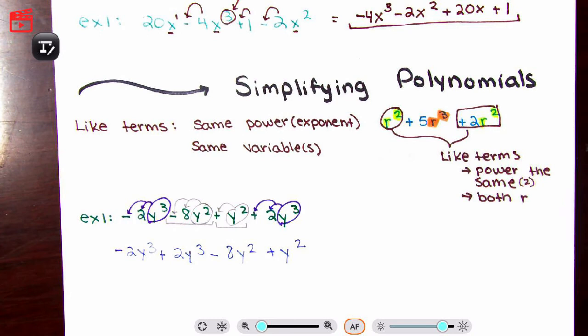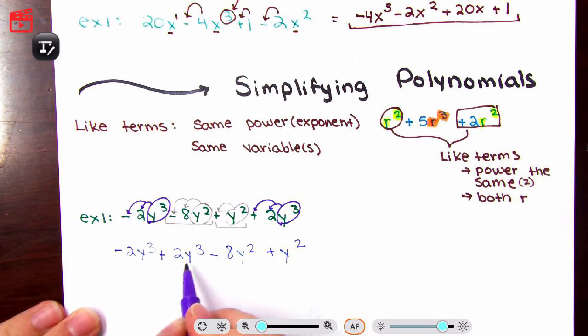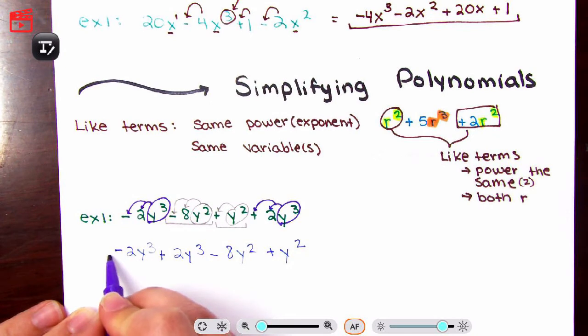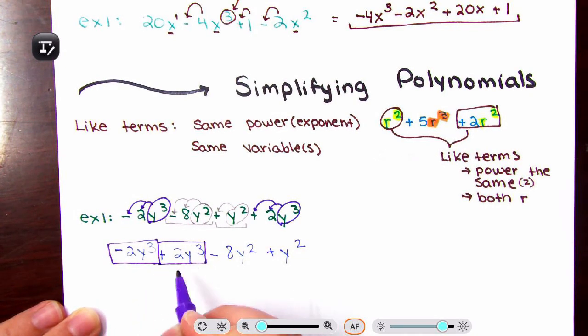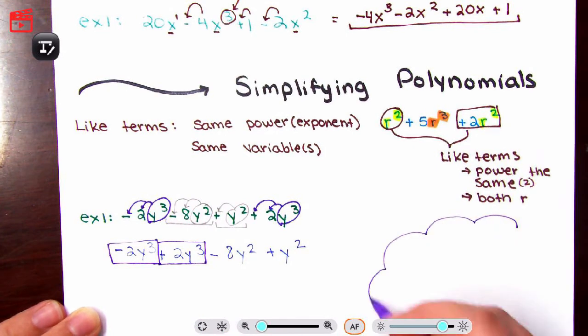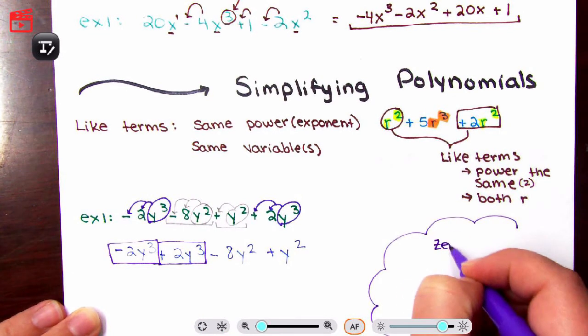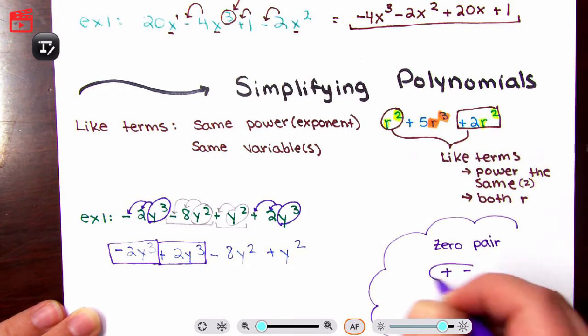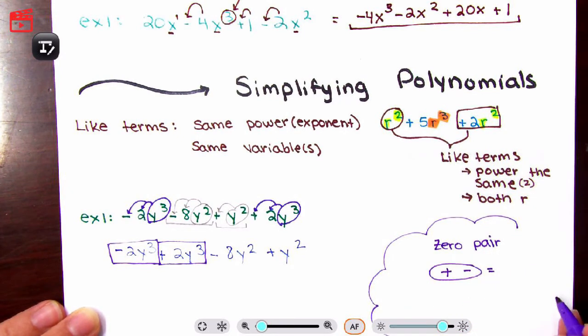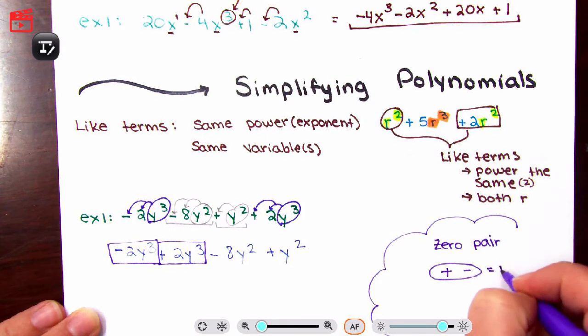Since I have 2 y cubes and 2 y cubes, a negative and a positive, this creates a 0 pair. Now a 0 pair is a positive and a negative combined, so let's do a little thinking bubble. A 0 pair is a positive and a negative, and mathematicians are lazy, so guess what the value is of a 0 pair? It is nothing. It is 0.